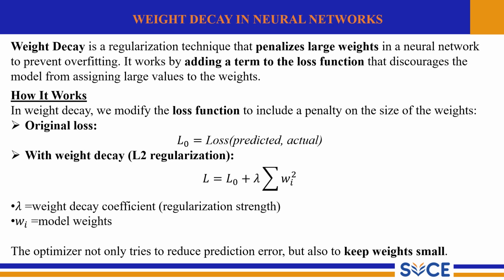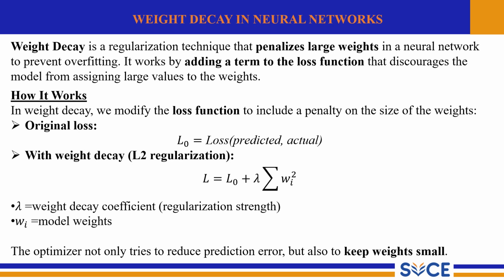So the second step is adding a penalty term with weight decay. We modify the loss function by adding a penalty on the size of the weights. This penalty discourages the network from assigning very large values to its weights. So L equals L naught plus lambda times the summation of w_i squared. Here lambda is the weight decay coefficient, also known as the regularization strength, and w_i are the model's weights.